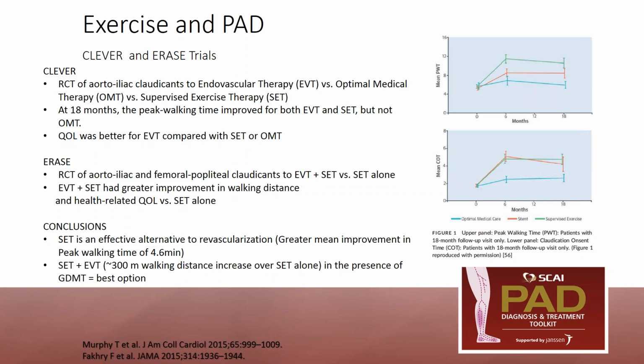And really the quality of life was better for patients who got endo compared with both supervised exercise therapy and optimal medical therapy. What the slide here on the right is showing very clearly is that patients do better with either endo or with exercise. And for those patients who went on for both, they seem to be doing the best.